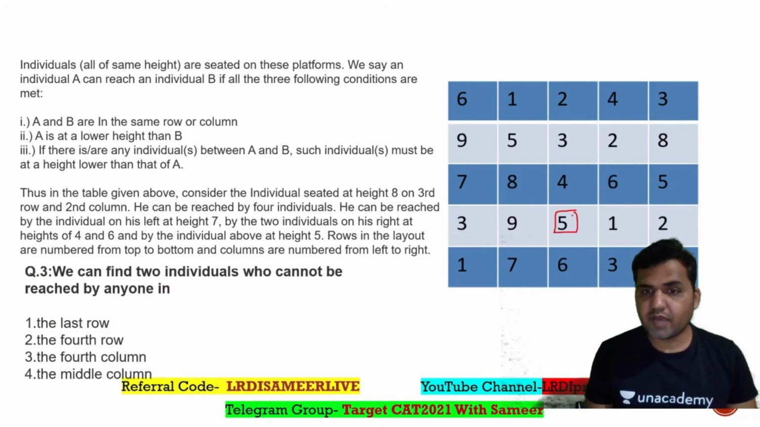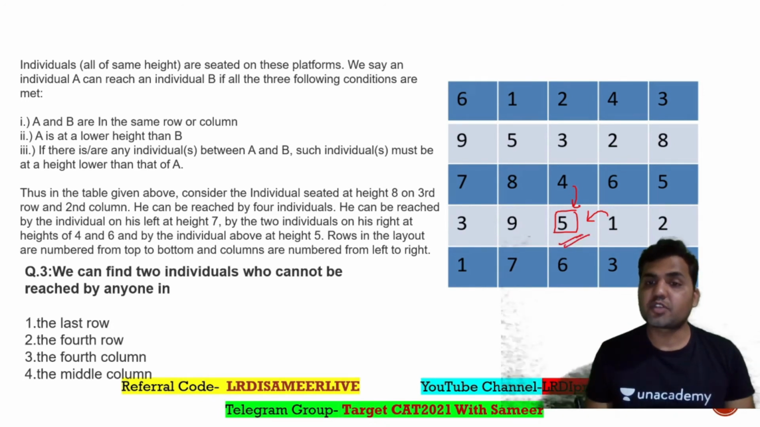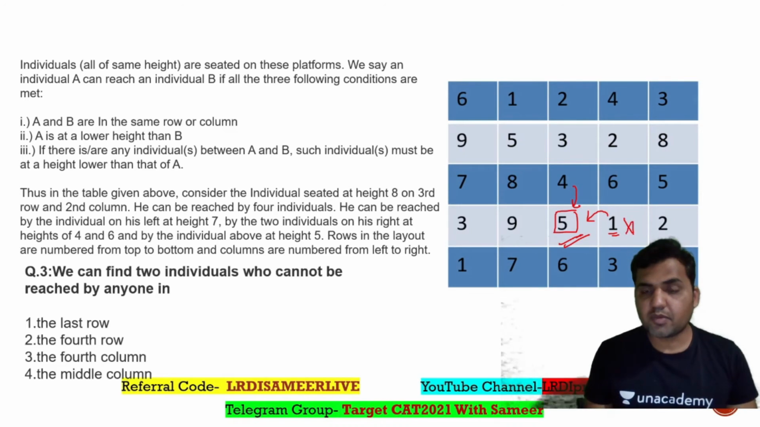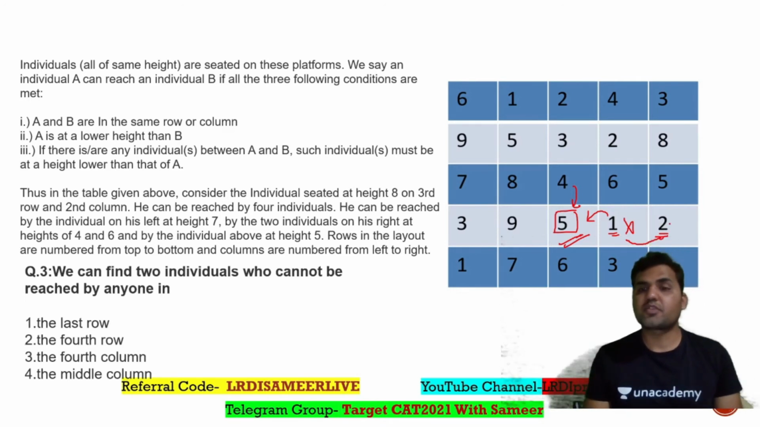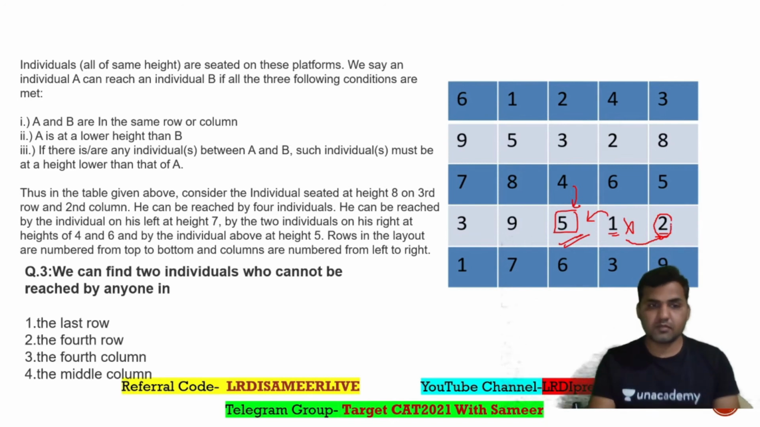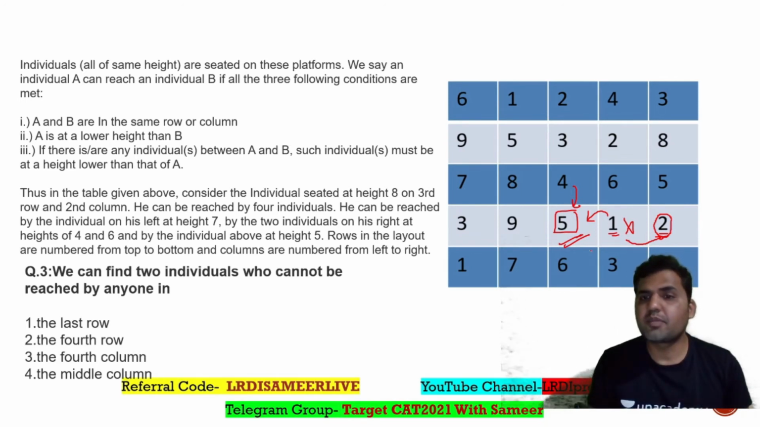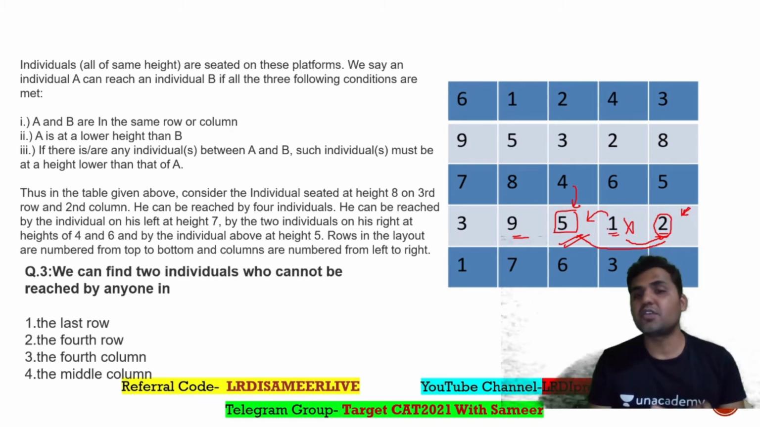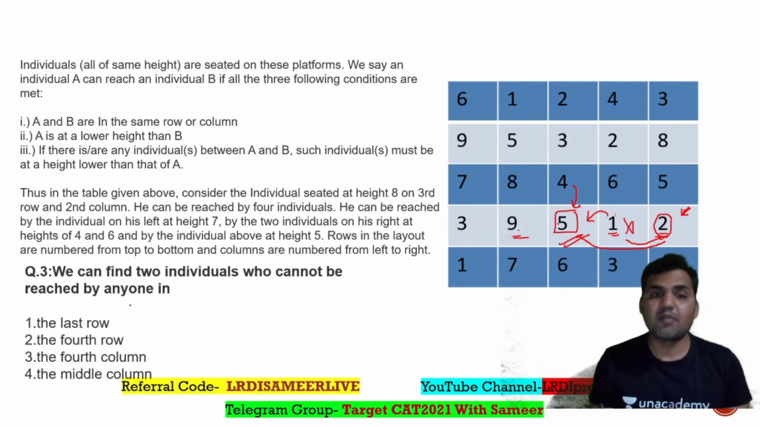If you look at 5, 5 can be approached by 1, and 5 can be approached by 4. So this is 1 person who can be approached by 2 individuals. 1 cannot be approached by any individual. 2, you can see, can be approached here by 1 only. 2 can be approached by 1, and 2 can also be approached by 5, because 5 is at a lower height. 2 can also be approached by 9. So the person sitting on this platform can be approached by 3 individuals, 1, 5 and 9, all 3. I'm looking for 2 individuals.